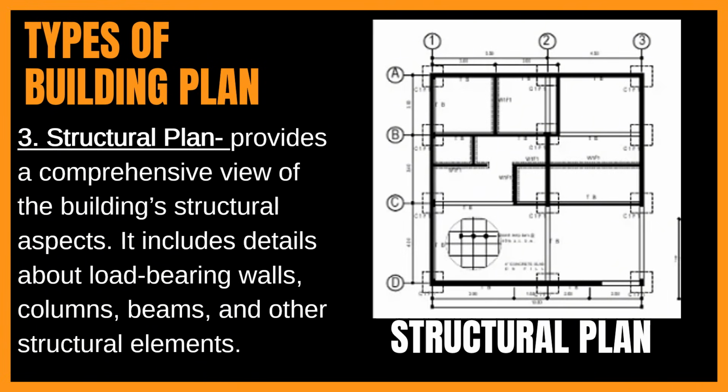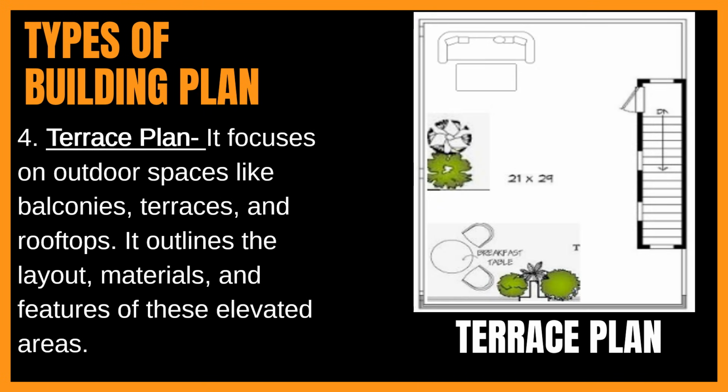The structural plan provides a comprehensive view of the building's structural aspects. It includes details about load-bearing walls, columns, beams, and other structural elements. The terrace plan. It focuses on outdoor spaces like balconies, terraces, and rooftops. It outlines the layout, materials, and features of these elevated areas.